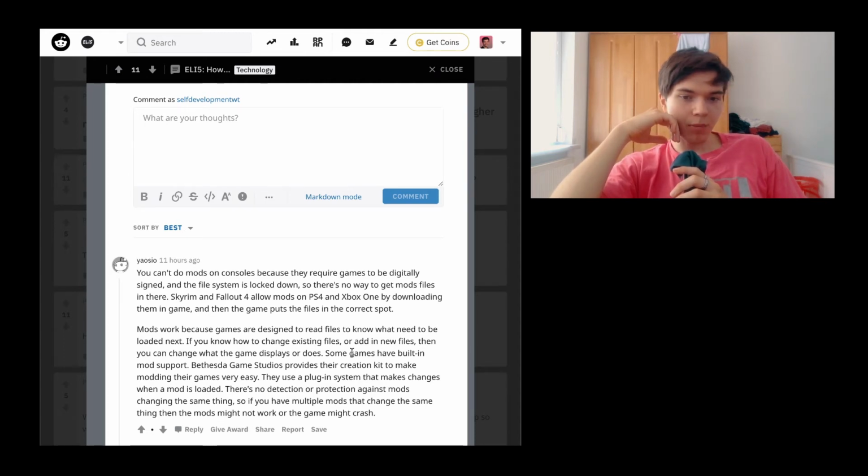Mods work because games are designed to read files to know what needs to be loaded next. If you know how to change existing files or add in new files, then you can change what the game displays or does. Some games have built-in mod support. Bethesda Game Studios provides their creation kits to make modding their games very easy, which is Skyrim and Fallout, I think, is also Bethesda, but I'm not sure.